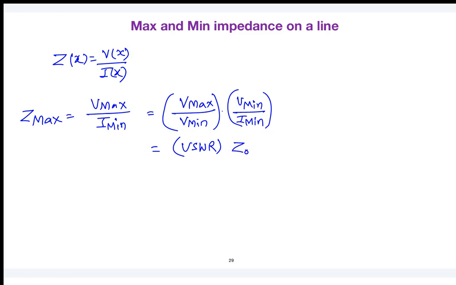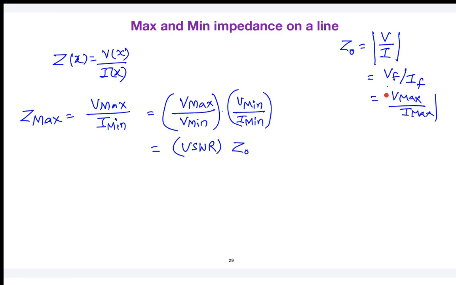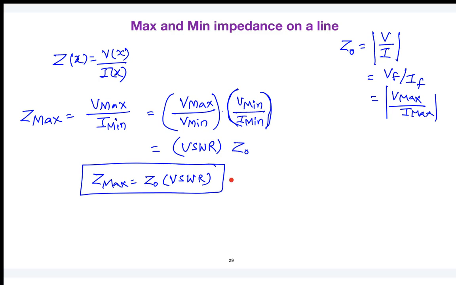Because when you go back to the definition of characteristic impedance in the last lecture, I told you the characteristic impedance is the ratio of net voltage by the net current. It can be the forward voltage by the forward current, or return voltage by return current, or maximum voltage by the maximum current, or minimum voltage by the minimum current. So the net voltage divided by the current is basically the characteristic impedance. So your Z maximum is defined as Z naught into VSWR. This is your first equation.